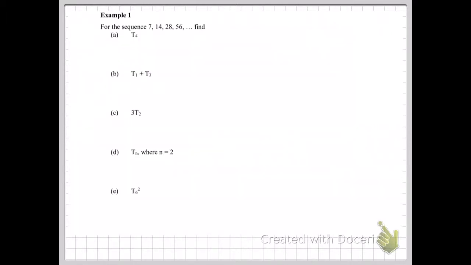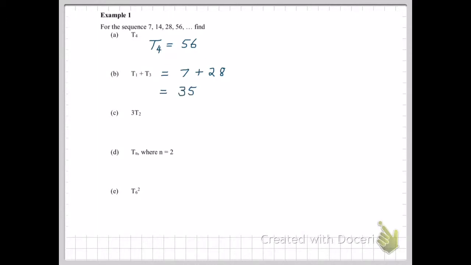Example 1, we have a simple sequence. Have a quick look at the pattern. Hopefully you'll see easily that we're doubling the number each time. To find t4, we simply count to the 4th position in the sequence, and the answer is 56. We can also perform normal arithmetic on terms. So t1 plus t3, all we do is identify those 2 terms by their index number, by their position, and add them together. So the answer is 35.